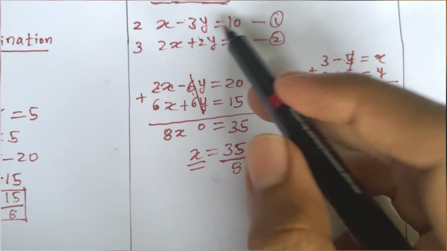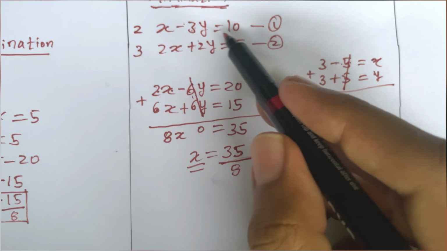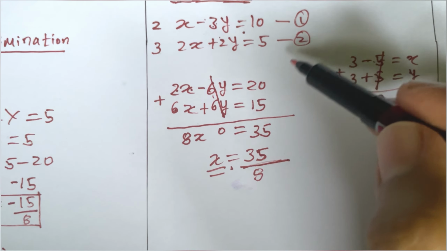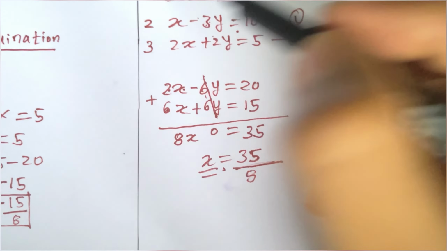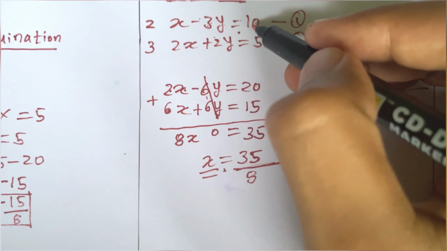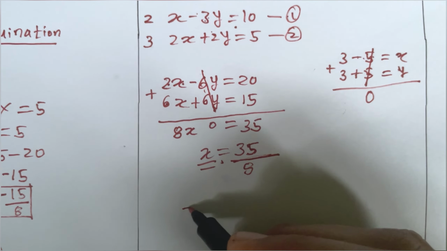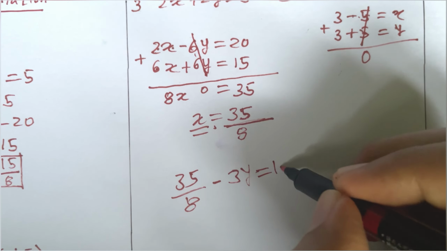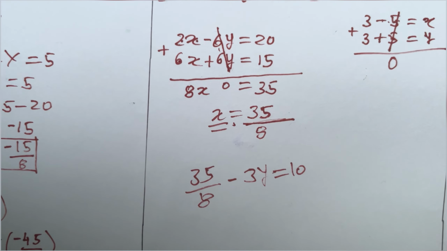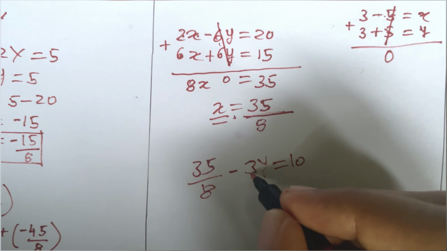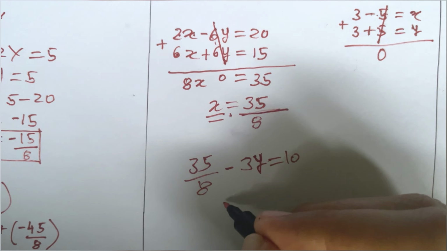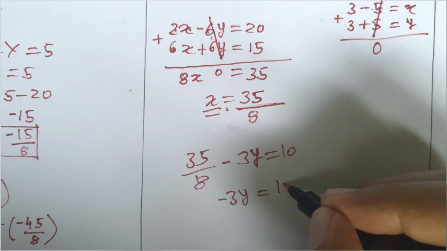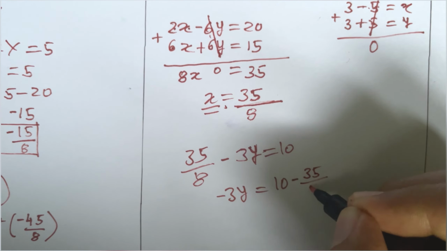Now we can put x into any equation, but we have to put x into the original equation, not the equation we found by multiplying the numbers. So we can put it in equation number 1 and find the value of y. We put 35 by 8 minus 3y equals 10, so minus 3y equals 10 minus 35 by 8.